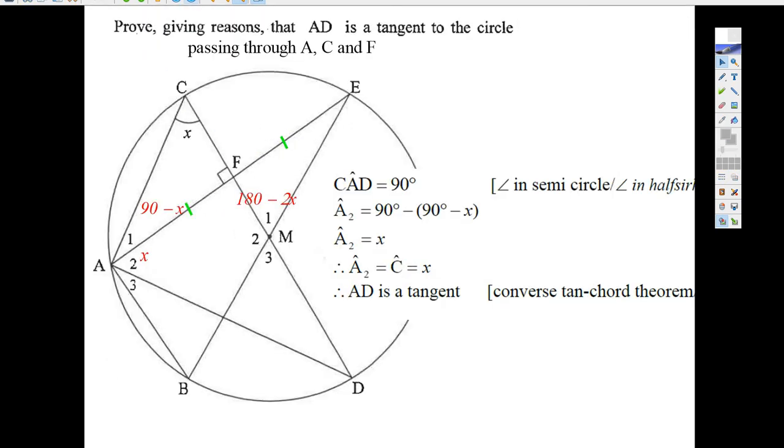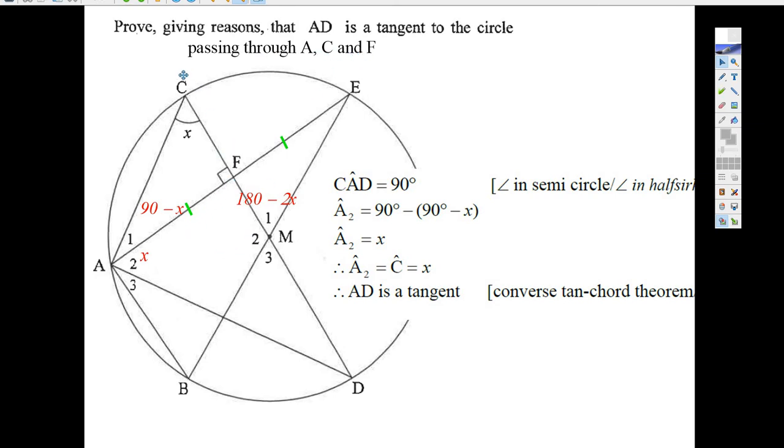Maybe I'll take a look at the next question. We know that that's 90 minus X. We know that that's 180 minus X. We know that CAD is equal to 90 degrees because it opens up to half a circle, a semicircle. And we're asked to prove, giving reasons, that AD is tangent to the circle passing through A, C and F.